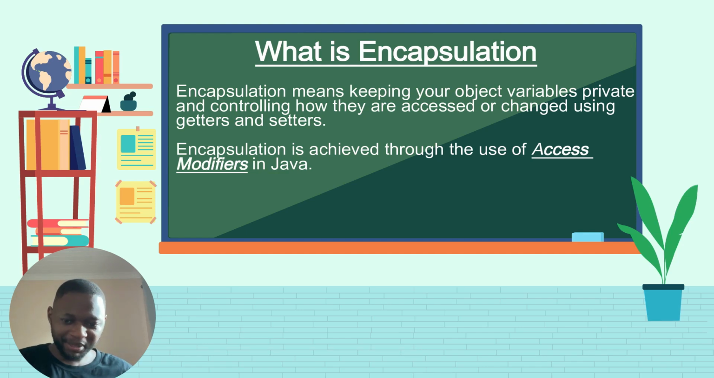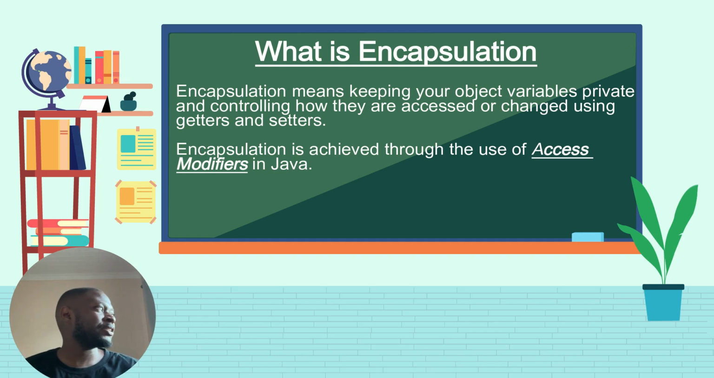Yeah, so we're back again on what is encapsulation. Encapsulation means keeping your object variables private and controlling how they're accessed or changed through the use of getters and setters. In Java, encapsulation is achieved through the use of access modifiers.